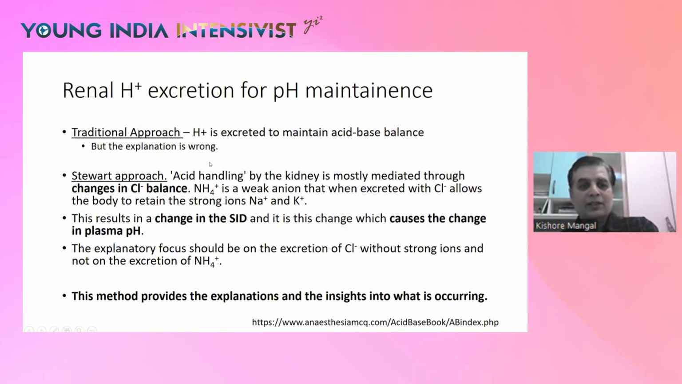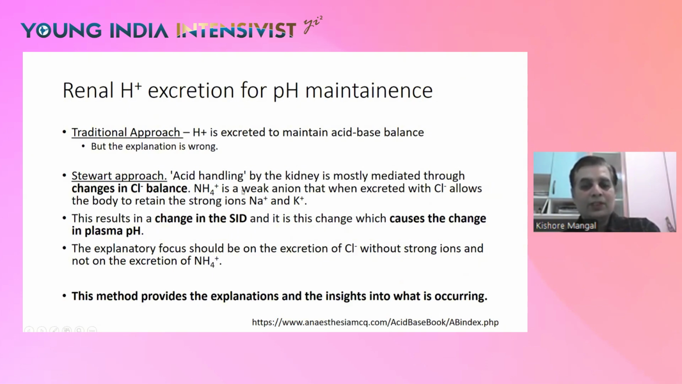So the traditional approach of H plus ion excreted to maintain balance is wrong. This explanation is wrong. And the Steward's approach here, now we will understand what happens here, is that the acid handling by the kidney is mostly mediated through ammonium chloride, and between that ammonium chloride, changes in the chloride balance are the most important. Why?